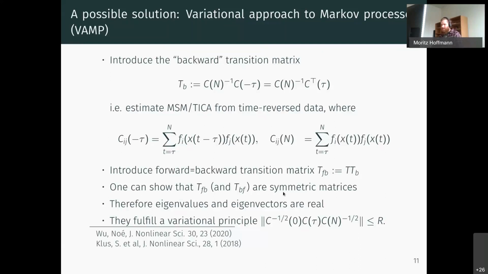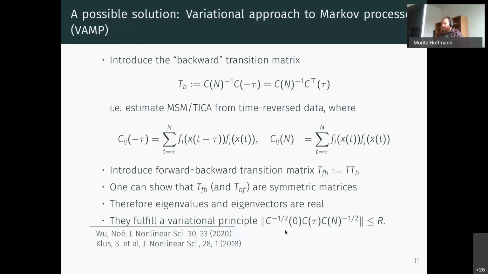And this means that our eigenvalues and eigenvectors are real, and then with the same principle as for the VAC, we can derive a variational score, a variational principle. So again, we have an upper bound, and the closer we get to the upper bound, the closer we get to the true operator. And the expression looks something like this.